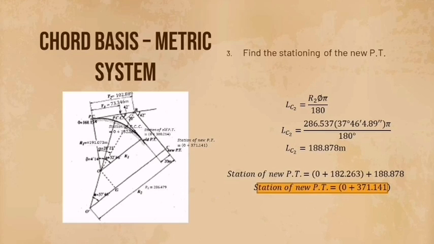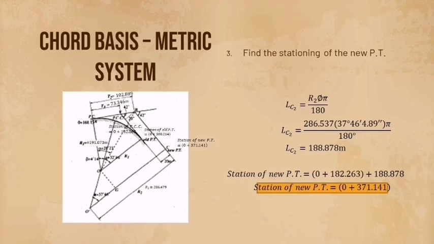And now we are getting the LC2, and our formula there is LC2 equals radius 2 times empty set times pi over 180. So again, after we substitute the value, the radius 2 is 286.537, and the empty set is 37 degrees 46 minutes 4.89 seconds times pi over 180. If we compute them, we will get the answer of 188.878 meters.